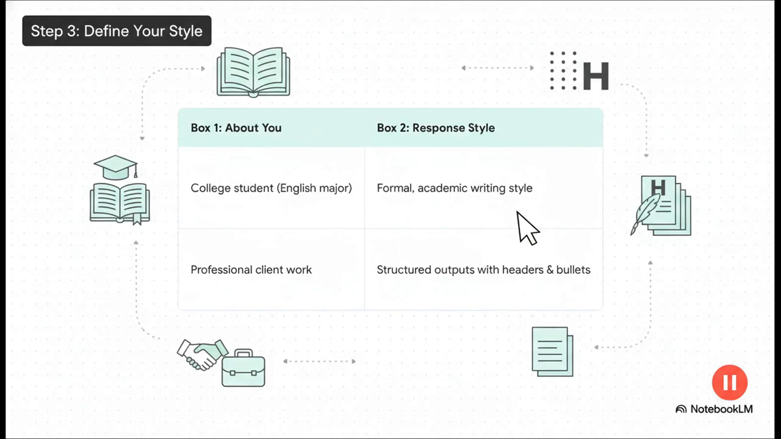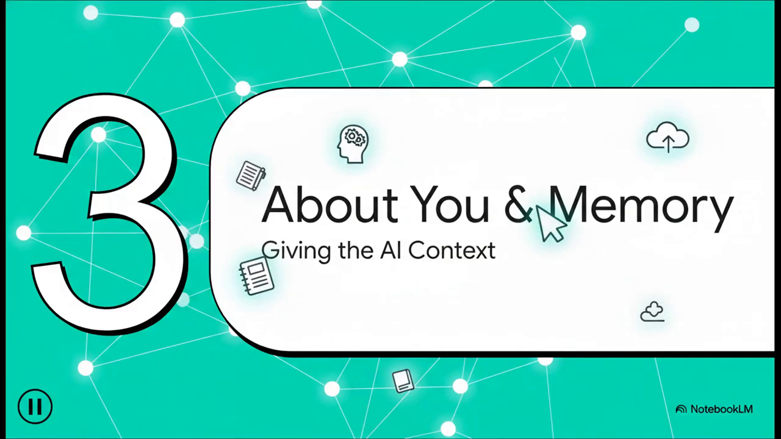So you're going to see two boxes. In the first box, you tell it about you. You could write, I'm a software developer who has to explain complex ideas to people who aren't technical. Then in the second box, you tell it how to respond. For example, always use simple analogies, clear headers, and avoid jargon. Just this one step means you get the format you need every time. Now let's build on that.